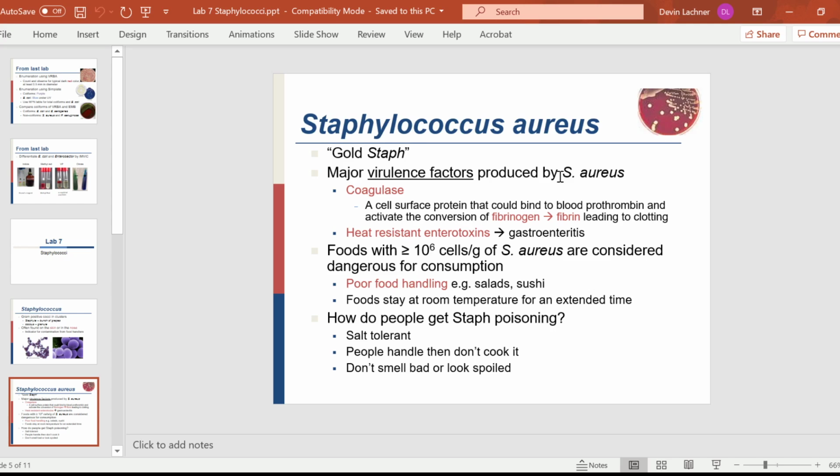Now, any food that has greater than or equal to 10 to the 6 cells per gram of Staph aureus is considered dangerous for consumption. This can be caused by poor food handling, and especially for foods that aren't cooked, such as salad or sushi. And then if a food stays at room temperature for a long time, the small amount of Staph aureus on there will multiply over time, and eventually you can get them above your dangerous levels, and then it won't be safe to eat anymore. So be sure to be careful of keeping food at room temperature for a long time for that reason.